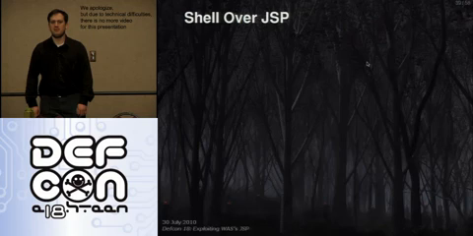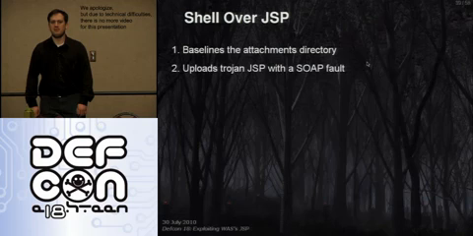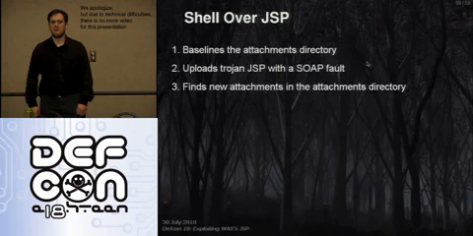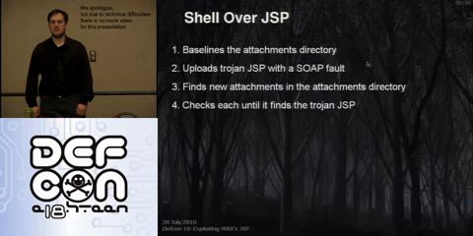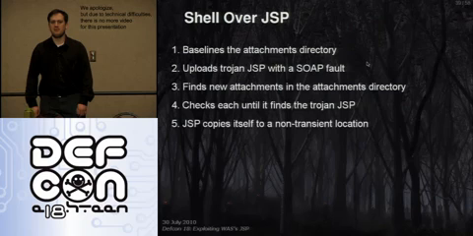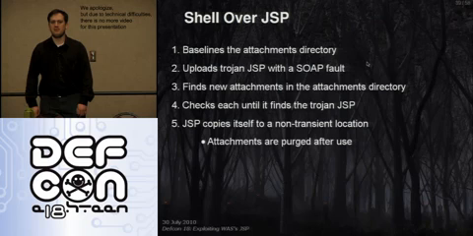So to demonstrate this, we have a little cute SOAP shell over JSP, which baselines the attachment directory, uploads the JSP with the SOAP fault, finds new attachments, and then checks that it actually has this attachment, in case the service is already handling attachments, in which case you have to find your own. There is a race condition here on some servers, depending on how they're configured and how the timeout is, especially in WAS instances deployed for development instead of production. So in our case, we need to copy our JSP quickly out of that directory so it doesn't get removed while we're using it, which is kind of frustrating.